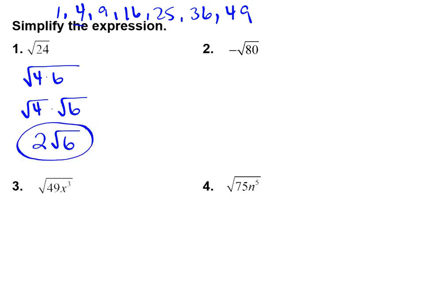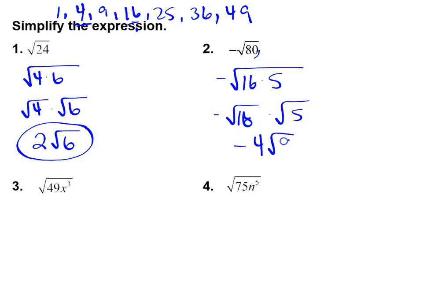Here we have negative the square root of 80. So we're going to look at our list and look for numbers that are factors of 80. 4 is a factor of 80. But so is 16. 16 is going to be our biggest one. So I'm going to use 16 if I see it. I'm going to leave that negative out here. I'm going to say 80 is 16 times 5. So we're going to break this up into the square root of 16 times the square root of 5. So that gives me negative 4 times the square root of 5.